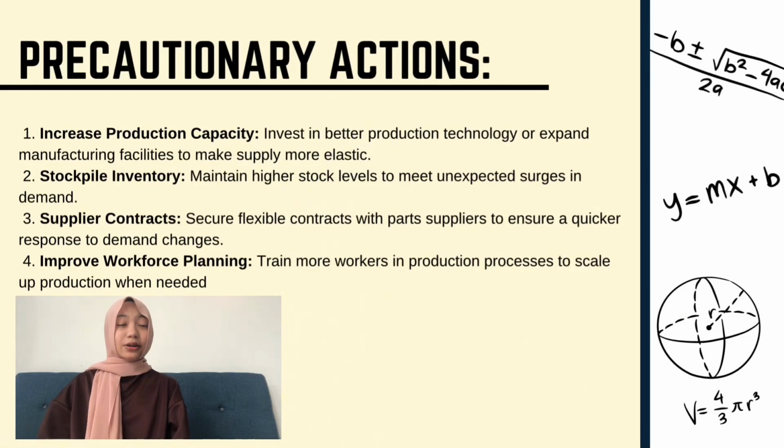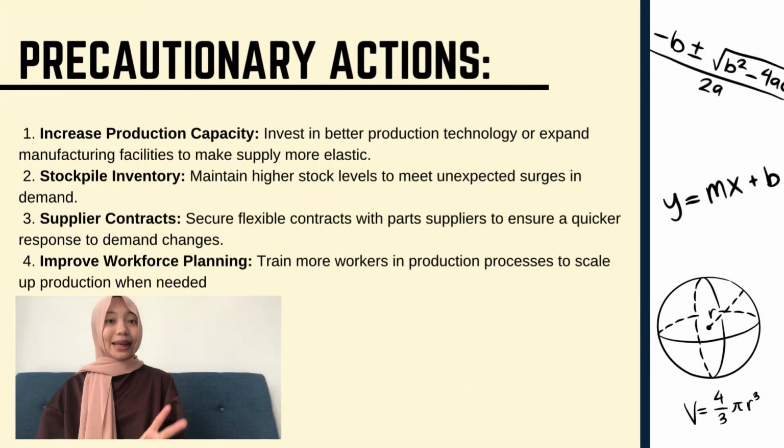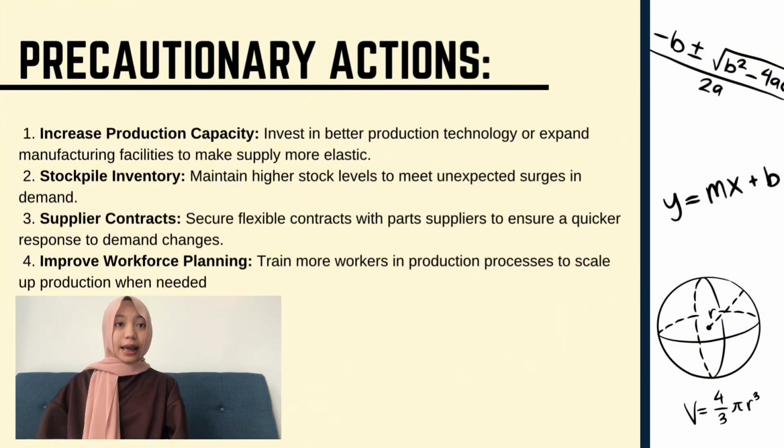The first one is to increase production capacity, which is to invest in better production technology or expand manufacturing facilities to make supply more elastic. The second one is to stockpile inventory, like maintaining higher stock levels to meet unexpected surges in demand. The third one is supplier contracts, like securing flexible contracts with parts suppliers to ensure a quicker response to demand changes. And the last one is to improve workforce planning, like training more workers in production processes to scale up production when needed.